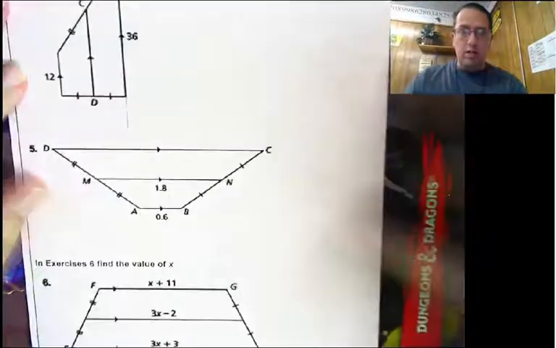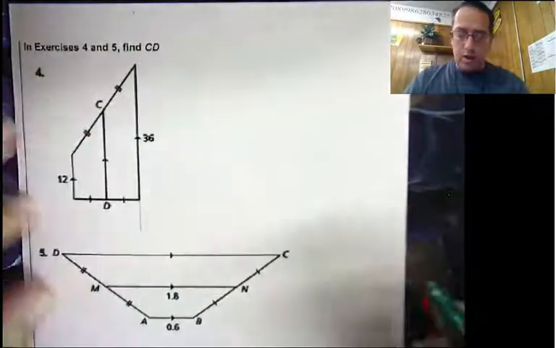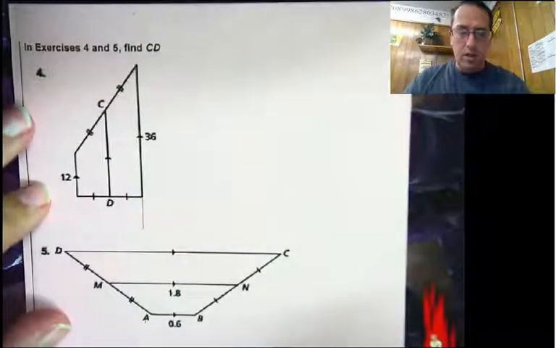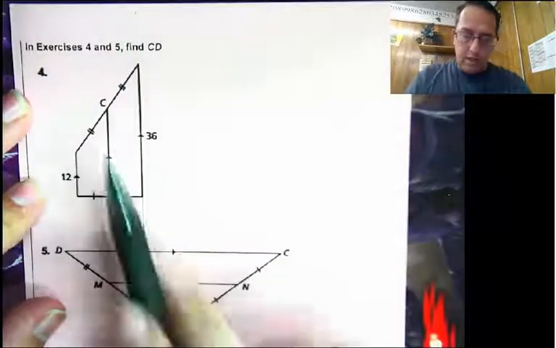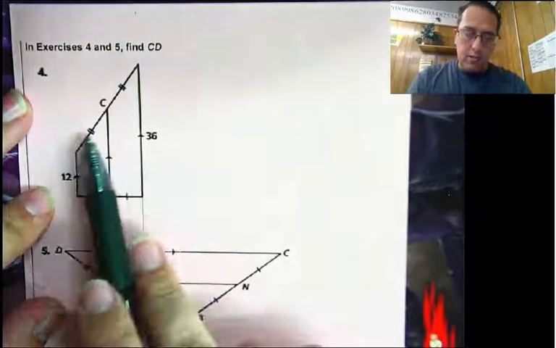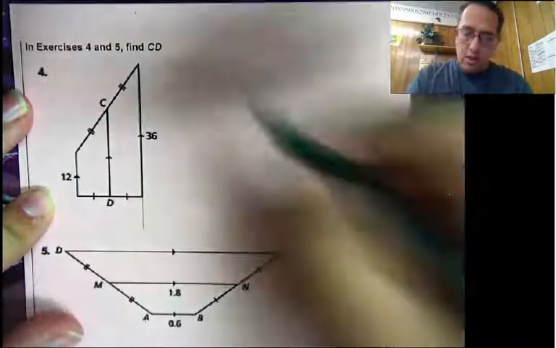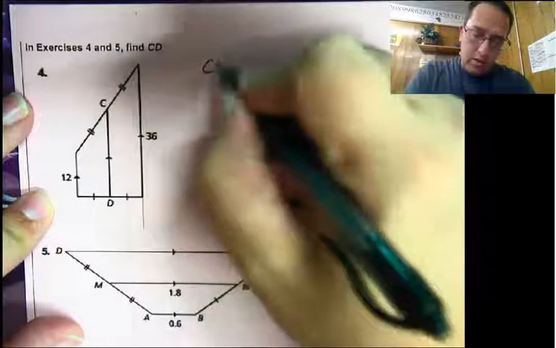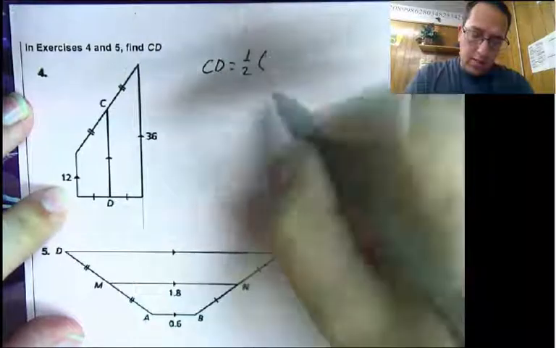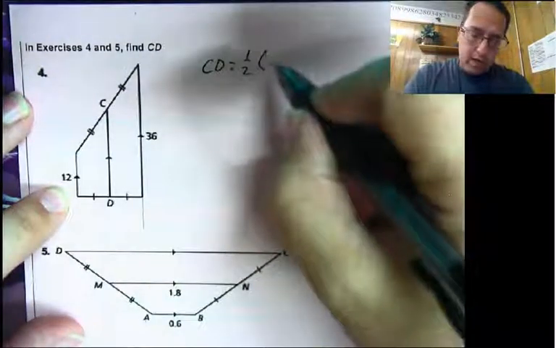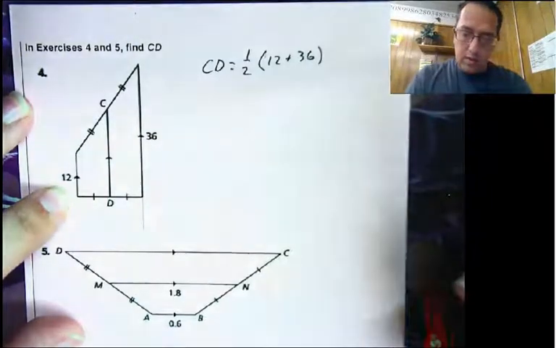Okay, so last 3, this is going to be looking at the midsegment theorem. All right, the trapezoid midsegment theorem. All right. So, in 4 and 5, we need to find the length of CD. In number 4, it is the midsegment. We know it's the midsegment because it is connecting midpoints of the legs. And our formula for that, CD is going to equal 1/2 times this one, the 2 bases added up. So 12 plus 36. All right.